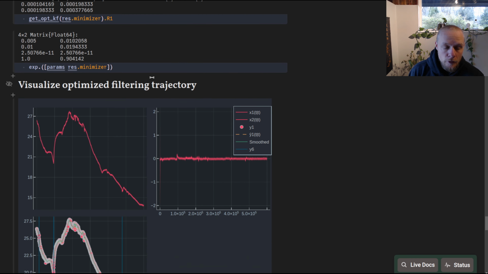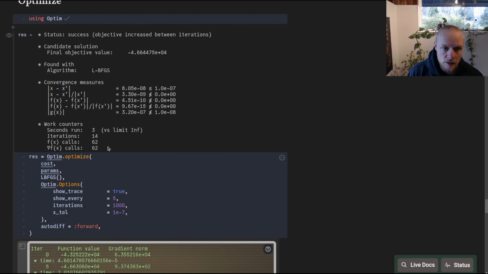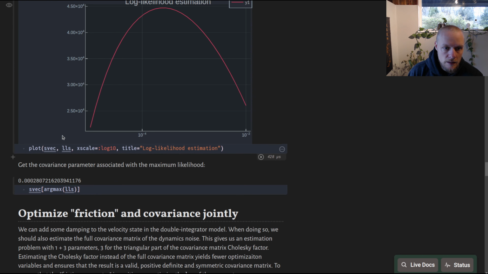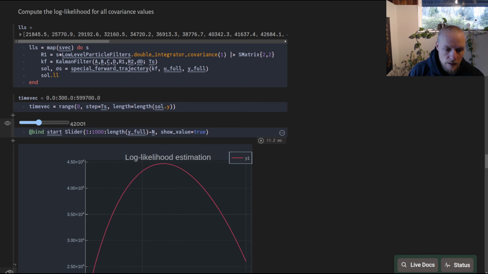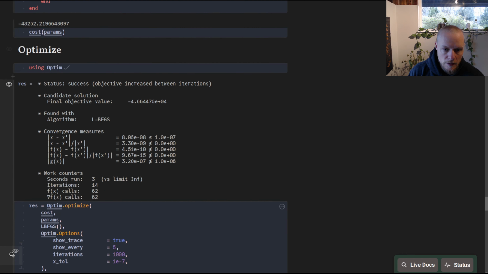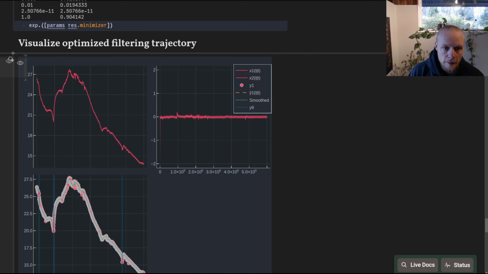So we can now perform filtering using these optimized values. So to do that, I will grab the slider I had. Sorry for the scrolling. This slider controls all the plots in the notebook. All right.